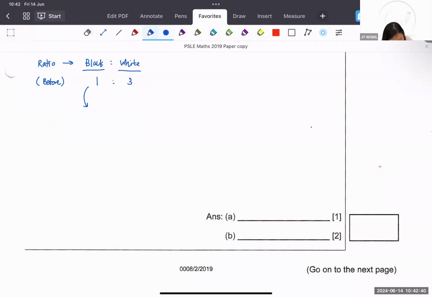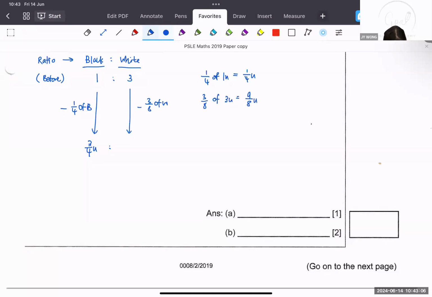So for example, I know this is minus 1/4 of the black. This is minus 3/8 of the white. So what would I do? 1/4 of 1 unit is the same as 1/4 unit. So I will be left with 3/4 unit. Then 3/8 of 3 units, you will get 9 out of 8 units. Then in the end, you will have 1/7 out of 8. So you subtract.